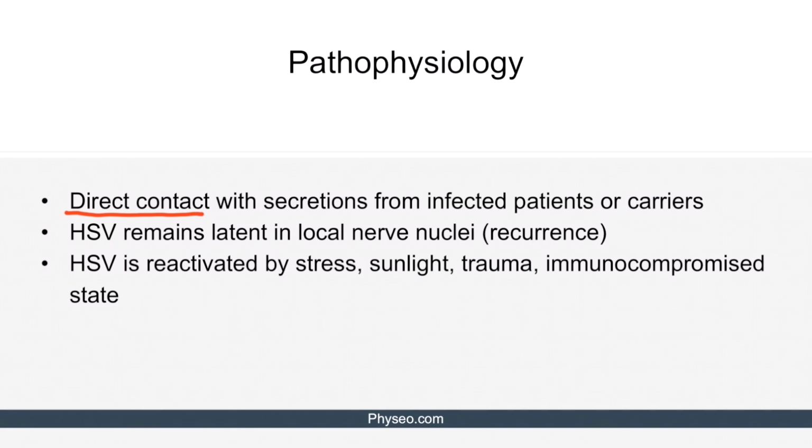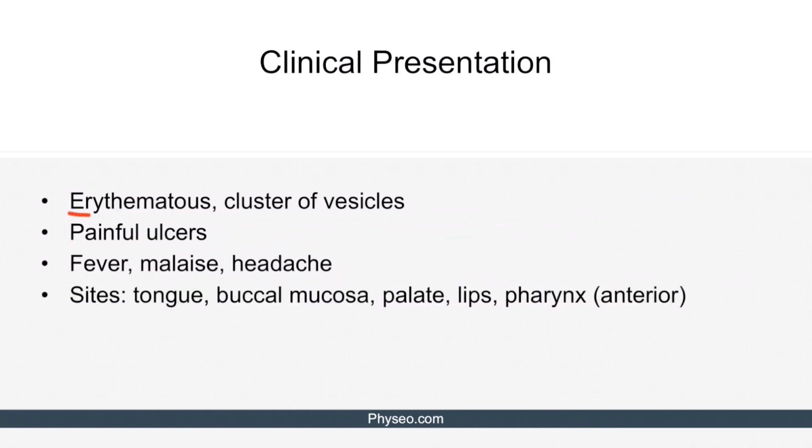The HSV virus remains latent in the nuclei of local nerves, and then it's reactivated by stress, sunlight, trauma, and immunosuppression. Now, patients usually present with an erythematous rash with a cluster of vesicles, and the vesicles may coalesce and form a painful ulcer. Fever, malaise, and headache may be present a few days before the rash. You can think of those as prodromal features. And the most commonly affected sites include the tongue, the buccal mucosa, the palate, lips, and the anterior pharynx.